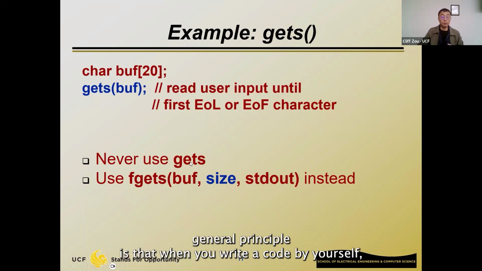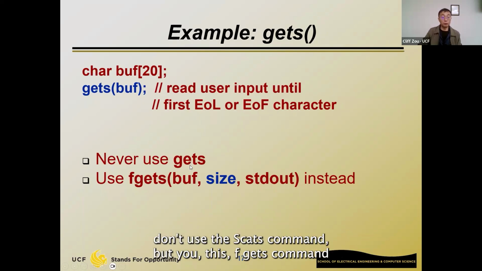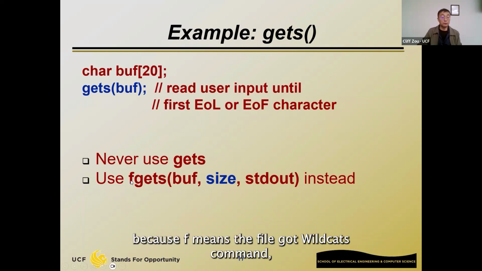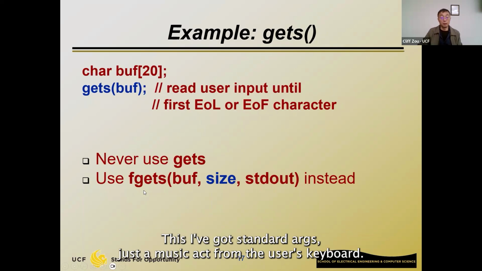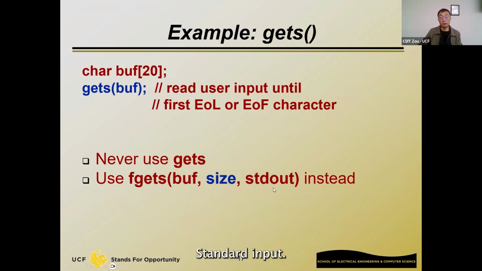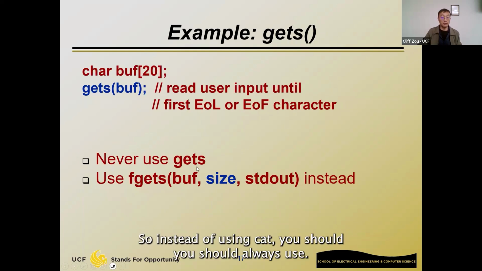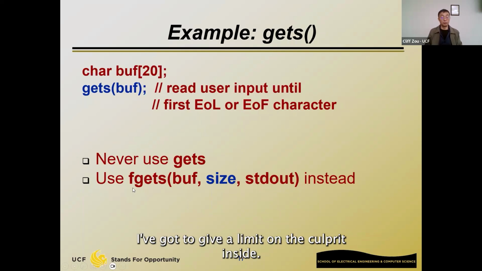So one general principle is that when you write code by yourself, don't use the gets command, but use the fgets command. Because f means file. The fgets command lets you specify the size of the input. This fgets with stdin just means getting input from the user's keyboard, standard input. The size will specify how many bytes you are allowed to copy to this variable. So instead of using gets, you should always use fgets to give a limit on the copying size.